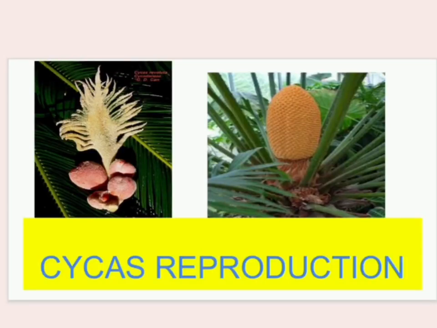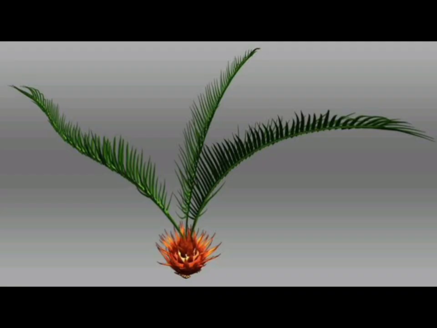Today we'll discuss the reproduction in CYCAS. In the previous classes we studied the morphology, the sporophyte and anatomical details of CYCAS in detail. So in this class we'll discuss the reproduction of CYCAS. In CYCAS the reproduction takes place mainly by vegetative and sexual means. The vegetative reproduction takes place by means of bulbil formation.